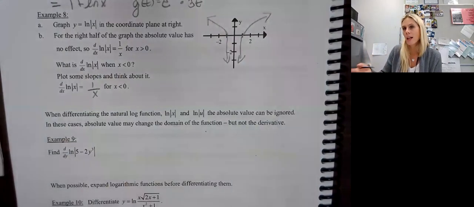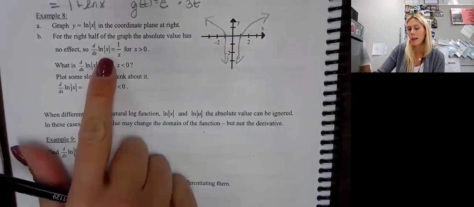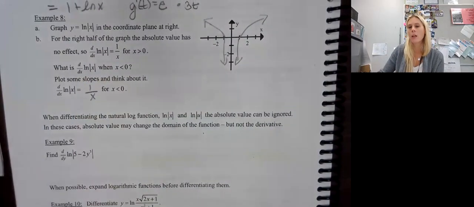Now, why is it there and why do we have to point that out? Well, going backwards is a different case that we have to think of. So if you see the absolute value, which we're going to do one down here, we don't have to really consider it. We can ignore it when taking that derivative, okay?